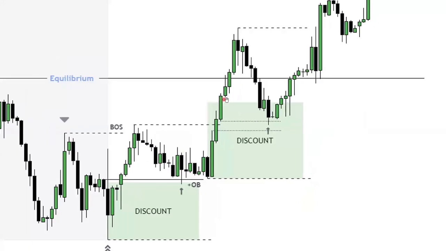Look at this one here. You can see a fair value gap here. But this fair value gap is at the equilibrium, so it's not the best price. You want to be buying at a discount, so you want it to come down. So where can you find a fair value gap that is at a discount?